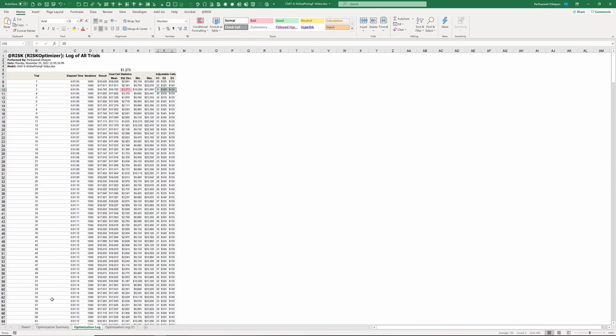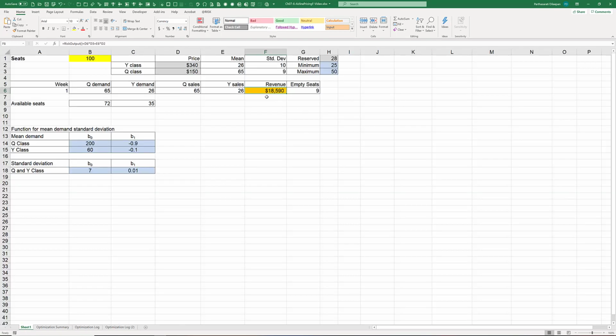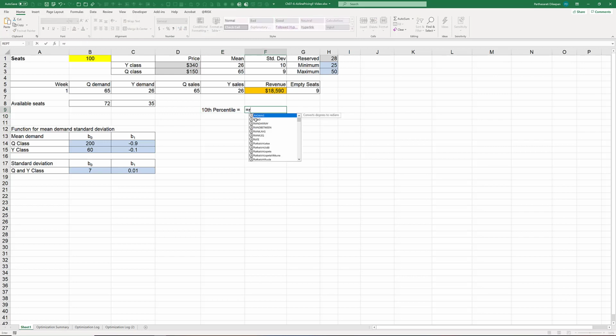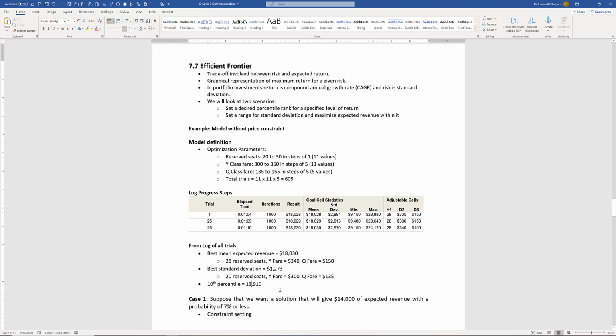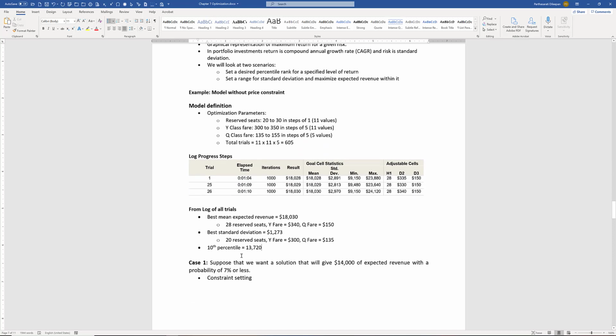So we can go to the model. Okay, so that's the revenue. Okay, so we want the 10th percentile, right? So that will be risk percentile, that 0.1. So that gives us 13,720. So 13,720 is the 10th percentile.